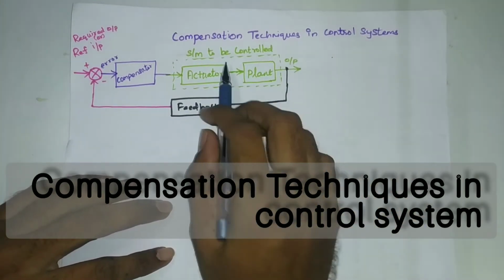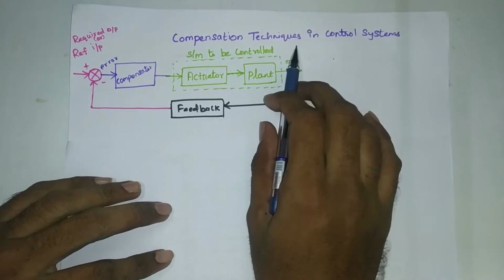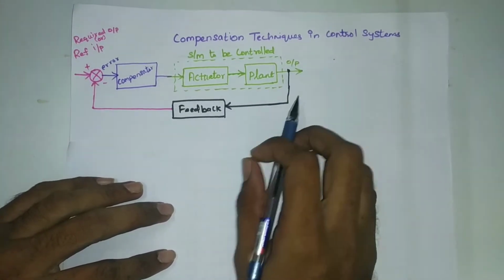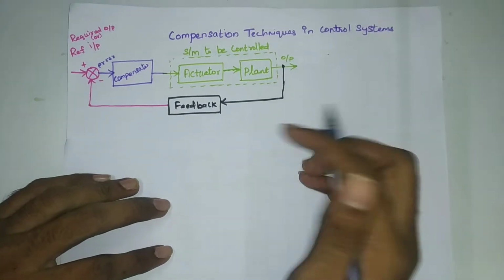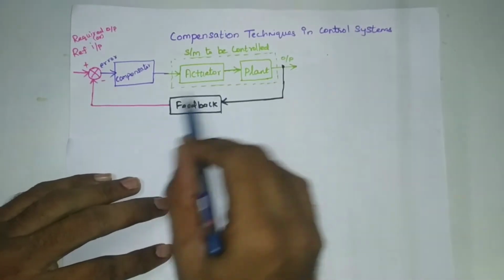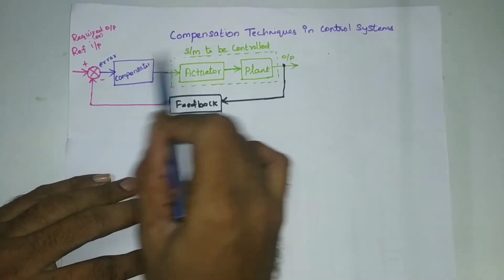In this video lecture we are going to discuss something about the compensation techniques available in control system engineering, and before going to the topic, we should know about the basic elements of a closed loop control system. This is what we call a closed loop control system.